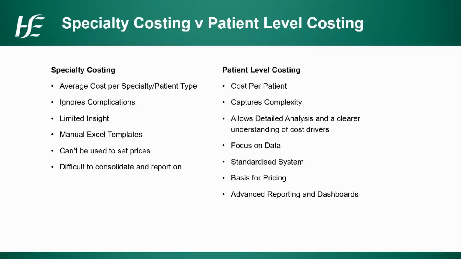Specialty costing ignores complications. DRGs actually aren't in it at all. It's just specialties, whereas patient level costing is capable of capturing the complexity. Therefore, specialty costing has limited insight, whereas there's much more potential for detailed analysis and a clearer understanding of cost drivers, insight and reporting with patient level costing.